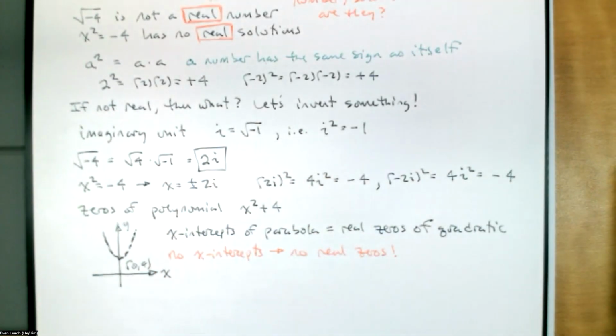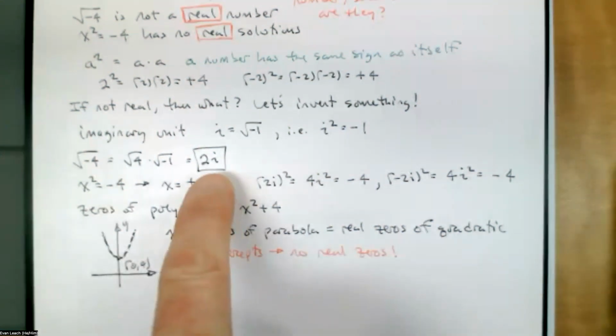So the graph of x squared plus 4 is going to be a parabola with a vertex above the x-axis and it opens up. So it's never going to hit the x-axis. No x-intercepts, no real solutions, and this tells us so.